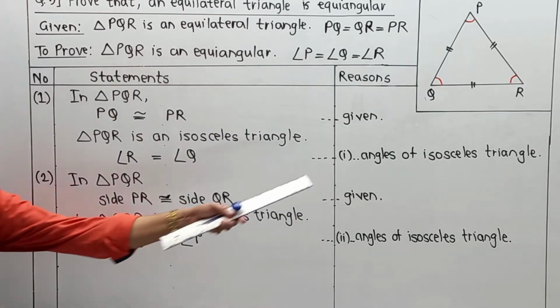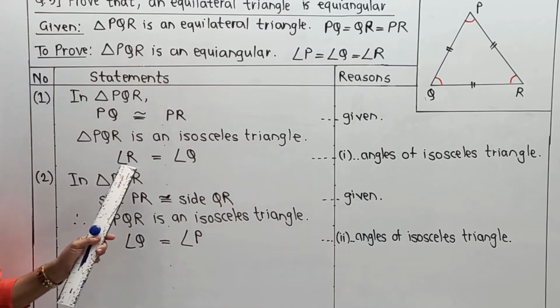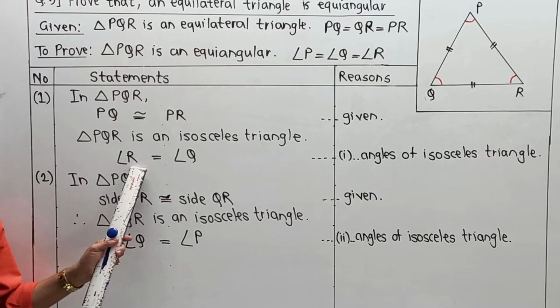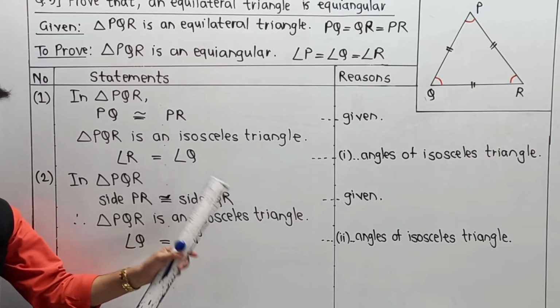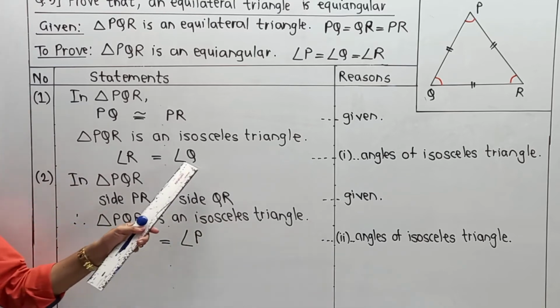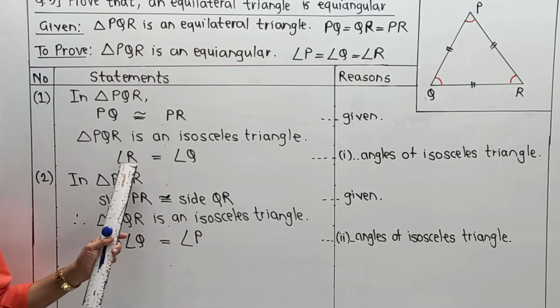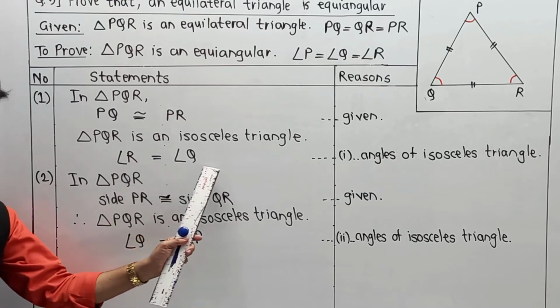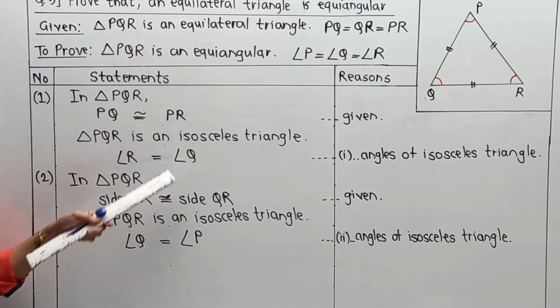Now, please observe equation number 1 and equation number 2. In equation 1, we are able to prove that angle R is congruent to angle Q, or angle R equals angle Q. In equation 2, we are able to prove that the same angle Q is equal to angle P. In the first case, angle R equals angle Q, and the same angle Q equals angle P, meaning angle P, angle Q and angle R all are equal. We can write it from equation 1 and 2.